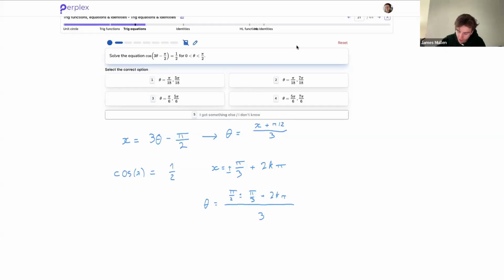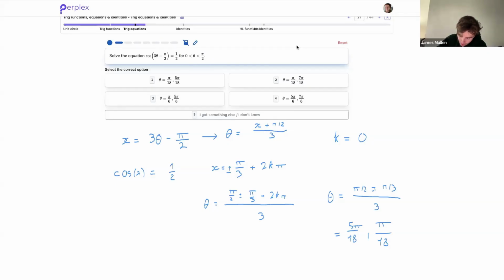So I'm going to start with the case k equals 0, just to see what I would get. I'd get theta equals pi over 2 plus or minus pi over 3, all over 3. Pi over 2 plus pi over 3 is 5 pi over 6, and I divide that by 3, and I would get 5 pi over 18. And if I did pi over 2 minus pi over 3, I would get 3 pi over 6 minus 2 pi over 6, which is pi over 6, and all divided by 3 would be pi over 18. So I have at least those two solutions because those do fit in this interval.